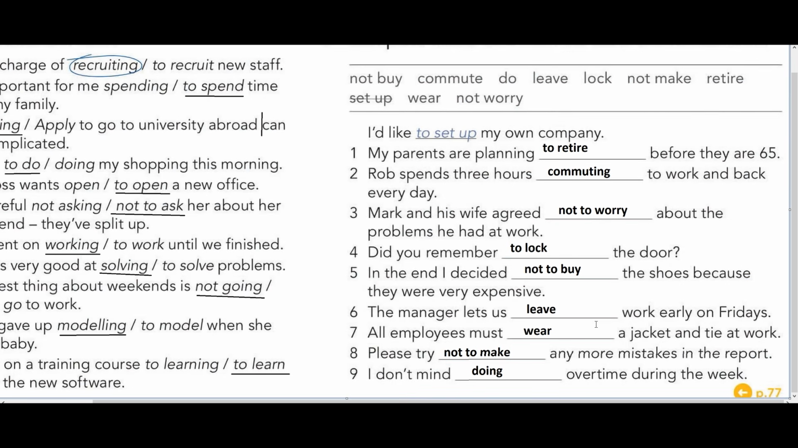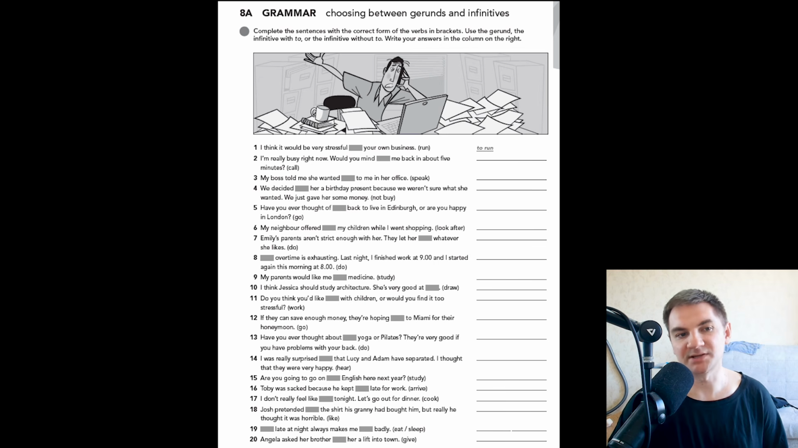So let's do more. Okay, extra practice. Complete the sentences with the correct form of the verbs in brackets. Use the gerund, the infinitive with to, or the infinitive without to. Write your answers in the column on the right. I think it would be very stressful to run your own business, because after adjectives we use infinitives with to. So do the rest of it and check yourself.